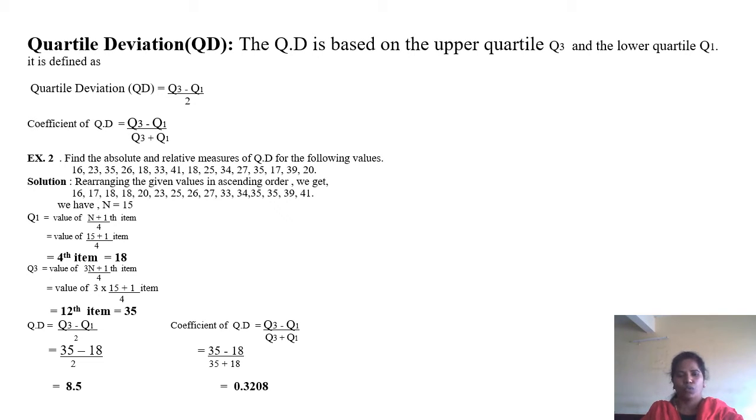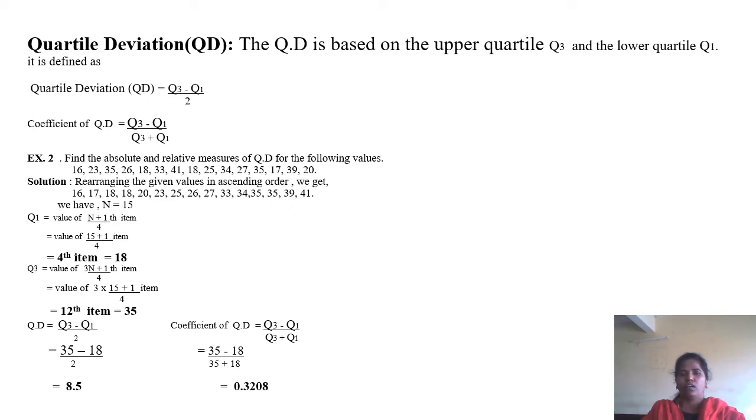Then we have to find the n value. Take the total number of values, that is 15. Then go to the Q1 formula applicable here. How do you find Q1? Value of (n plus 1) divided by 4th item. So I apply this formula here. The value of n is 15 plus 1 divided by 4, that is 16 divided by 4, so it becomes the fourth item. So you have to count these values. The fourth item is 18.